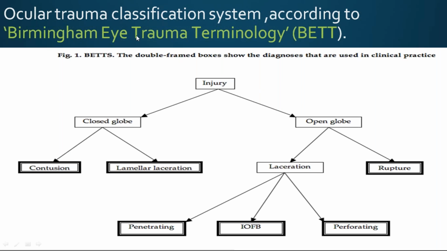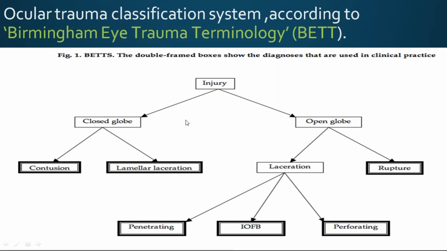This is the Birmingham Eye Trauma Terminology, BET, the classification for ocular trauma. It is divided into closed globe injuries and open globe injuries. Closed globe injuries are divided into contusion and lamellar laceration. Open globe injuries are divided into laceration and rupture. Laceration is again divided into penetrating, perforating, and intraocular foreign bodies.